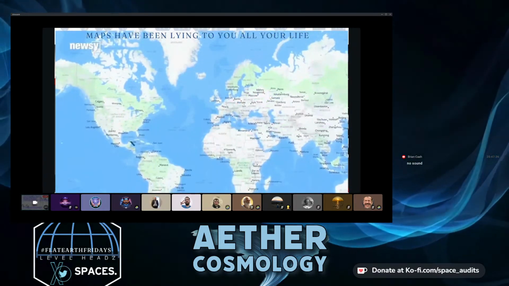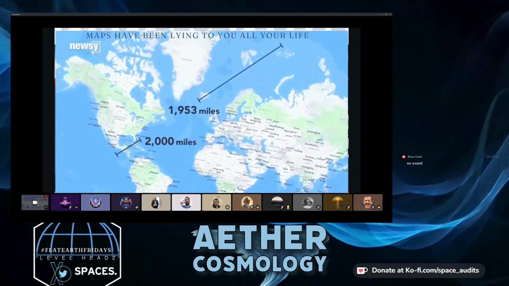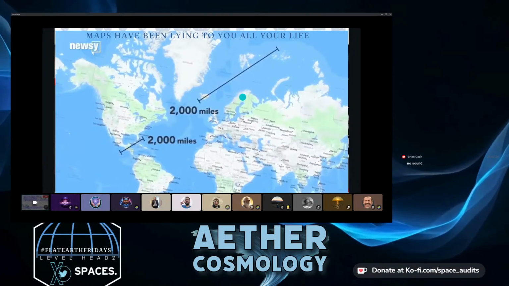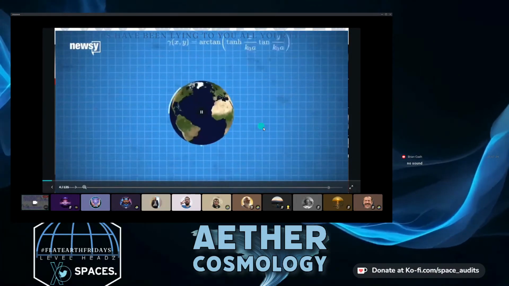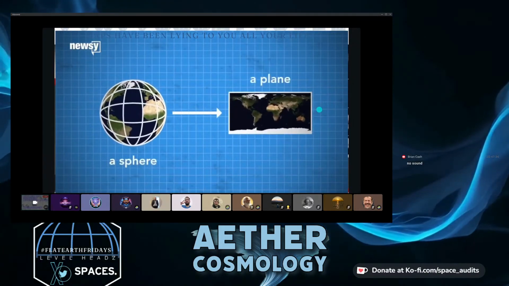For the same reason, this is what 2,000 miles looks like on a Mercator map, but so is this. It's the same distance, the fault is in the map. This happens because map makers have to rely on mathematical formulas to project the surface of the Earth, a sphere, onto the surface of a map, a plane.